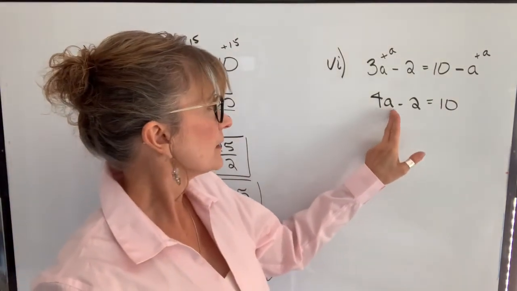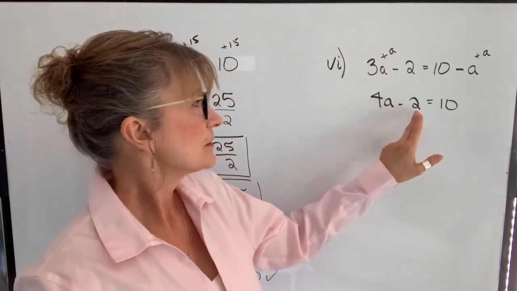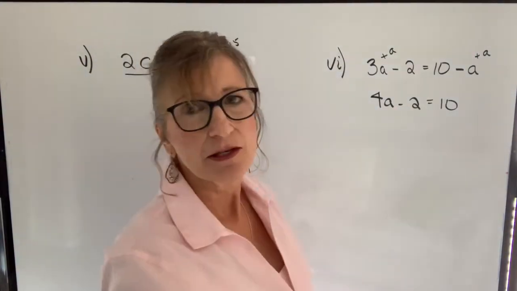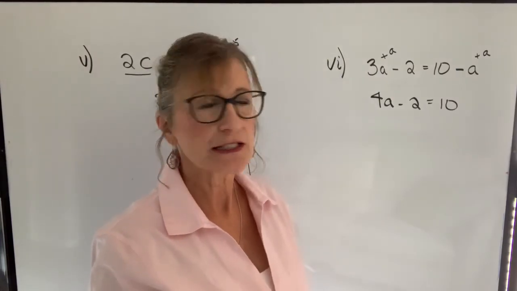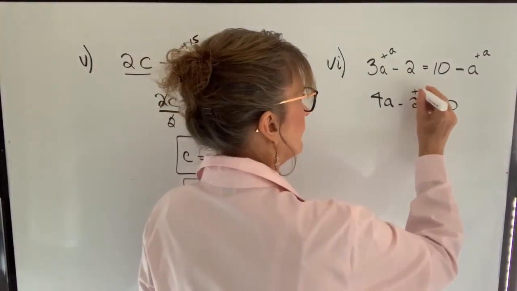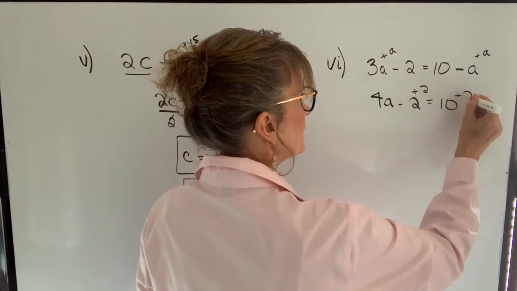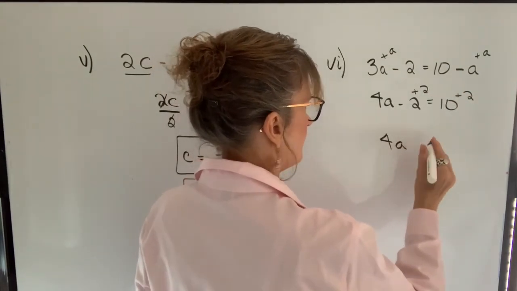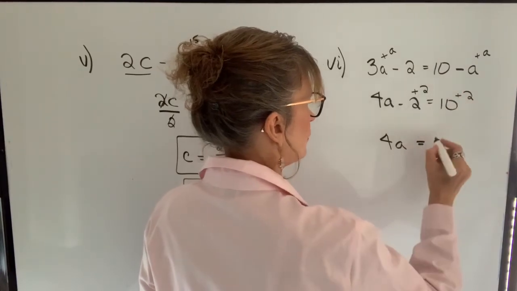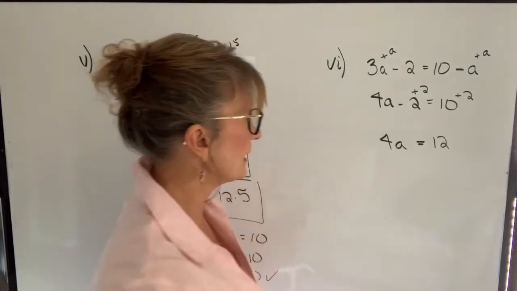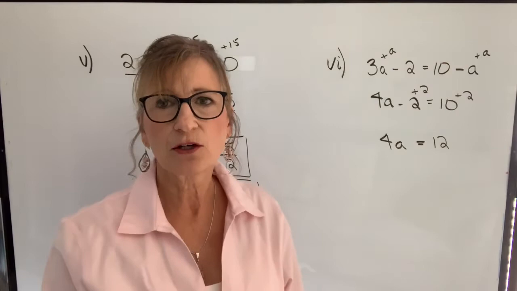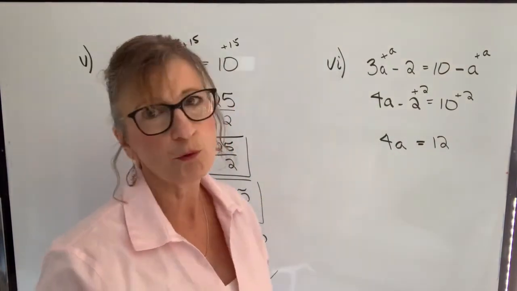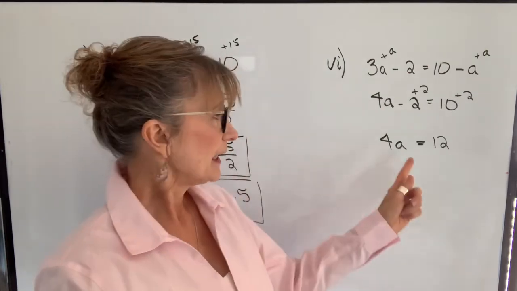Our goal is to get this term by itself first. So to do that, I'm going to get rid of the 2 that's being subtracted. The inverse of subtraction is addition, so I'm going to add a 2. And I need to add a 2 to this side as well. So that leaves me with 4a plus 0 equals 10 plus 2 is 12. It's getting simpler and simpler as I go, and now I just need to eliminate or move that 4 to the other side. I need to get a by itself.